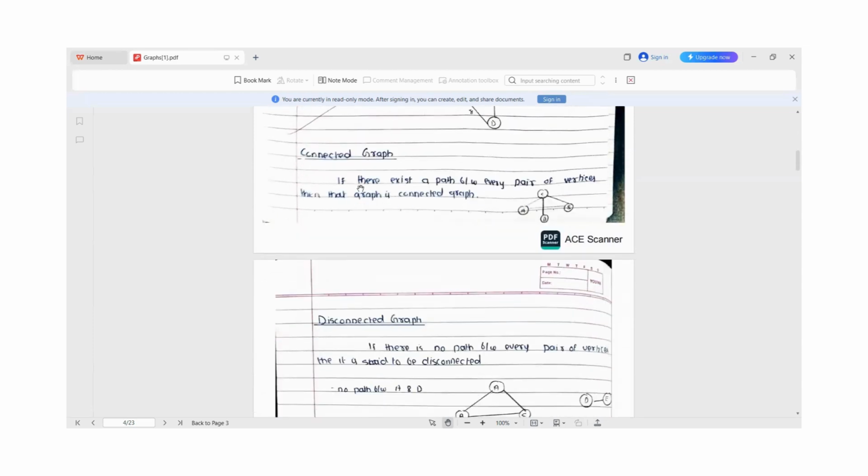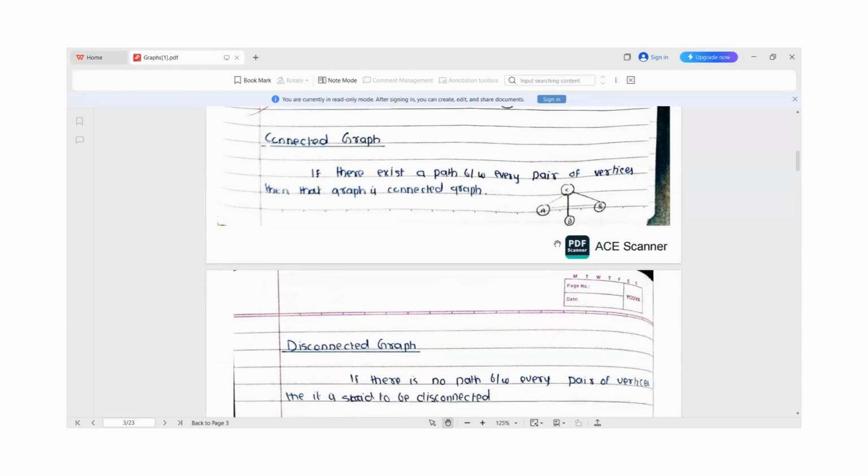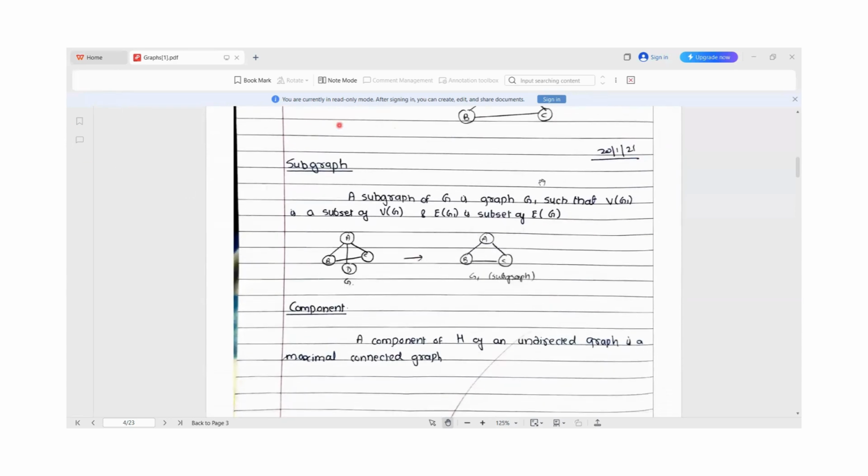Connected graph. In a connected graph, there exists a path between every pair of vertices that may be direct or indirect. Here you can see there is a path between A to C, C to B, A to B, and C to D directly. But we can go from A to D following the path A to C, C to D. Here in this disconnected graph, there is no path between A and D. So this is called a disconnected graph.